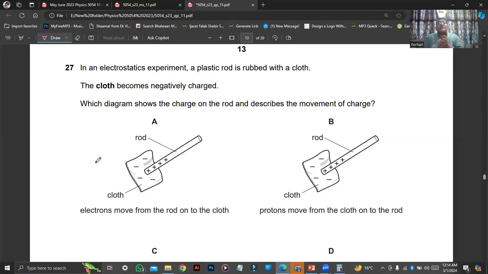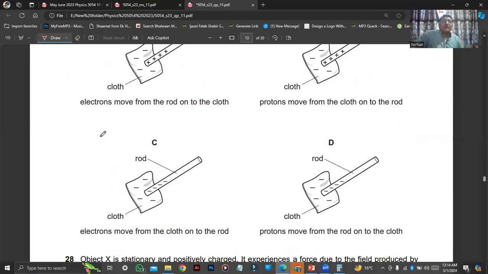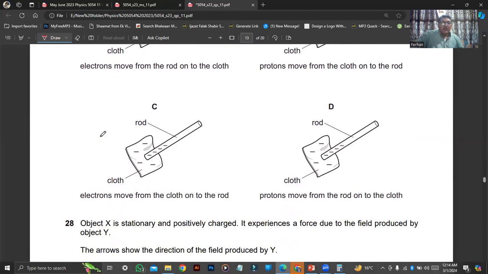Because when you rub the plastic rod with the cloth and the cloth becomes negatively charged, that means that the electrons have moved from the rod to the cloth. So the cloth will become negative and the rod will become positive. So electrons have moved from the rod to the cloth. So I think A is the right answer. I will show you the other options also.